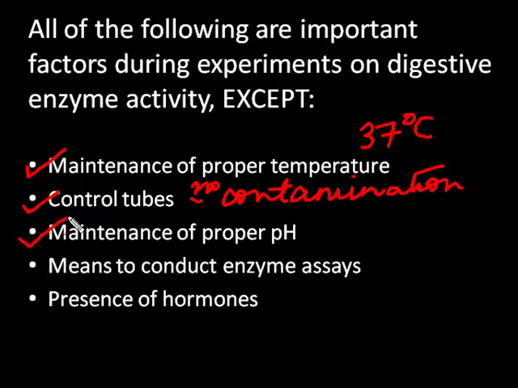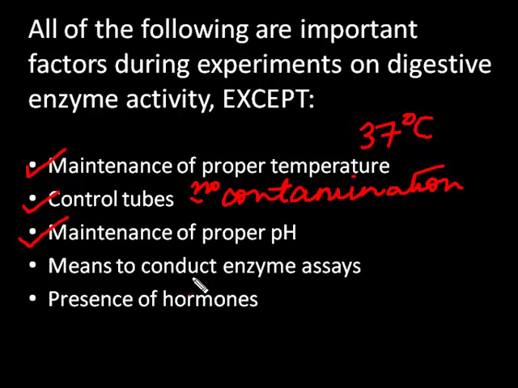You have to maintain a proper pH because that's how you will be able to mimic what happens in the body. So for example, certain enzymes act at a neutral to slightly alkaline pH, certain act at an acidic pH. So you have to maintain a proper pH in order to see optimal enzyme activity. So that's also very important.